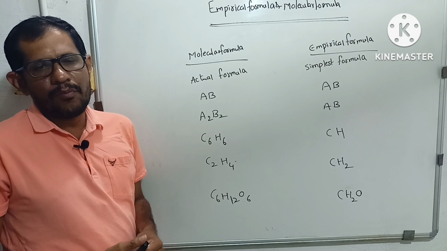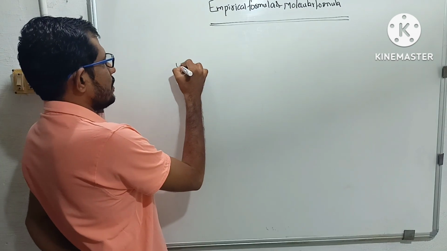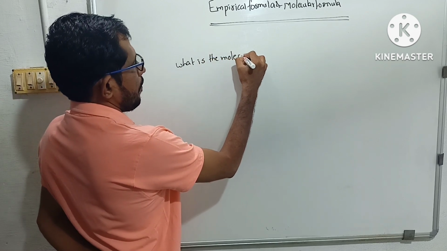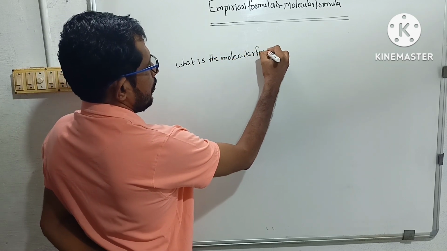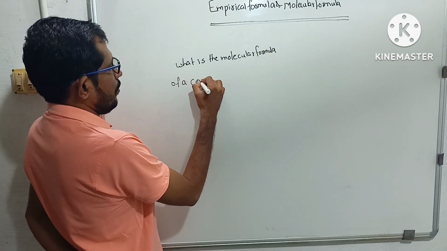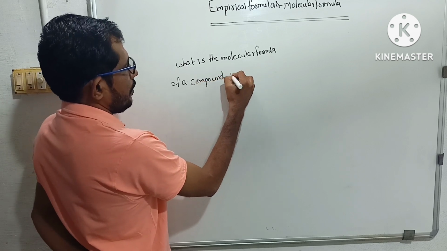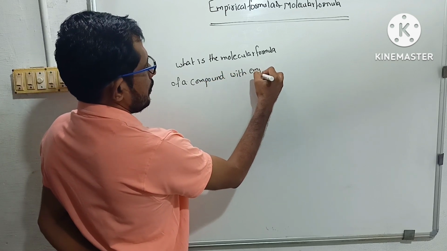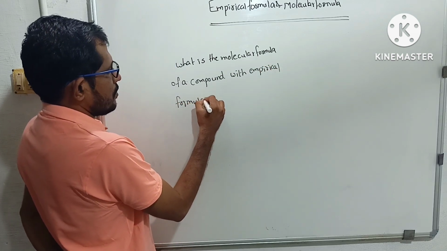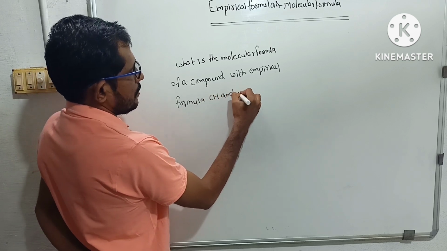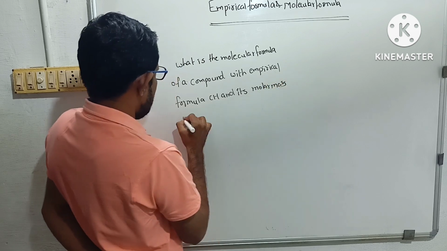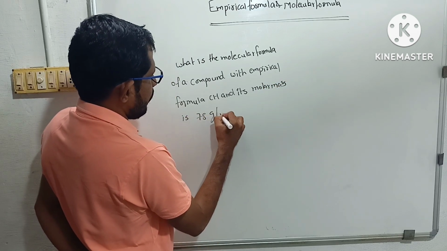Now I am going to solve a problem for you. The question is like this: what is the molecular formula of a compound with empirical formula CH, and its molar mass is 78 gram per mole?